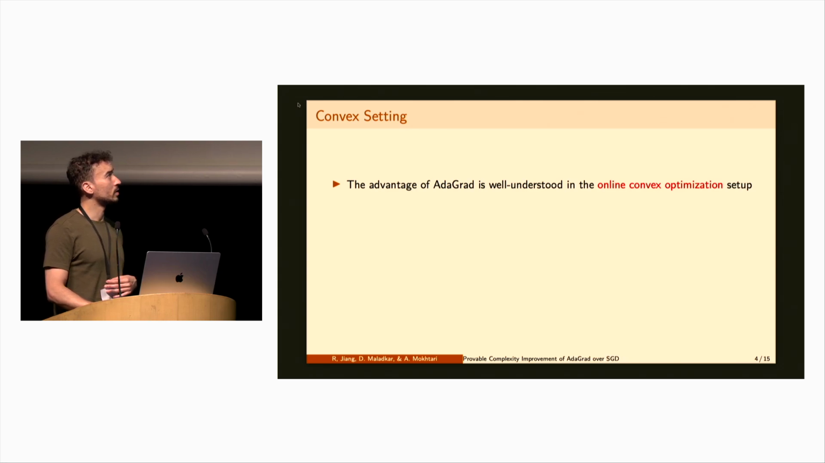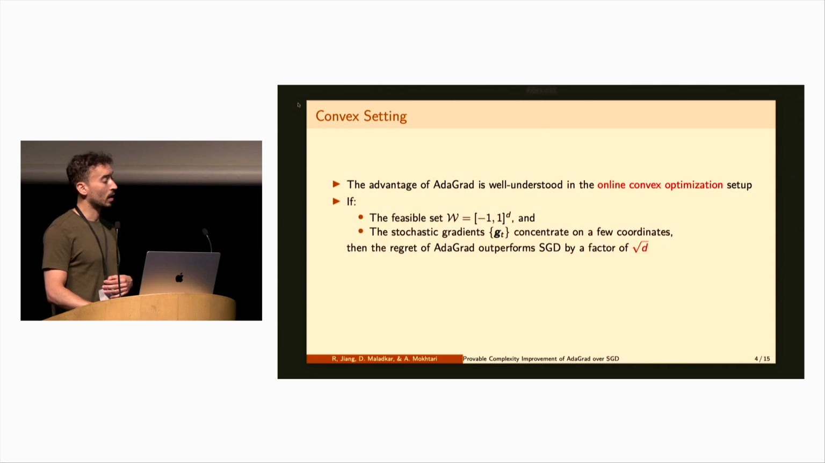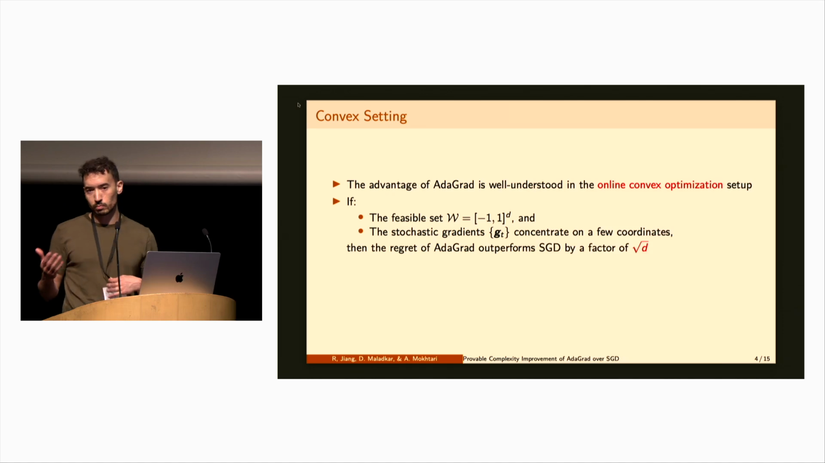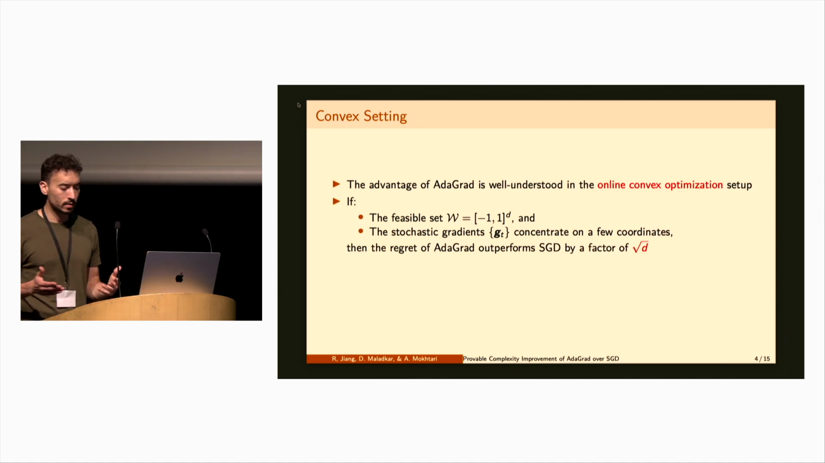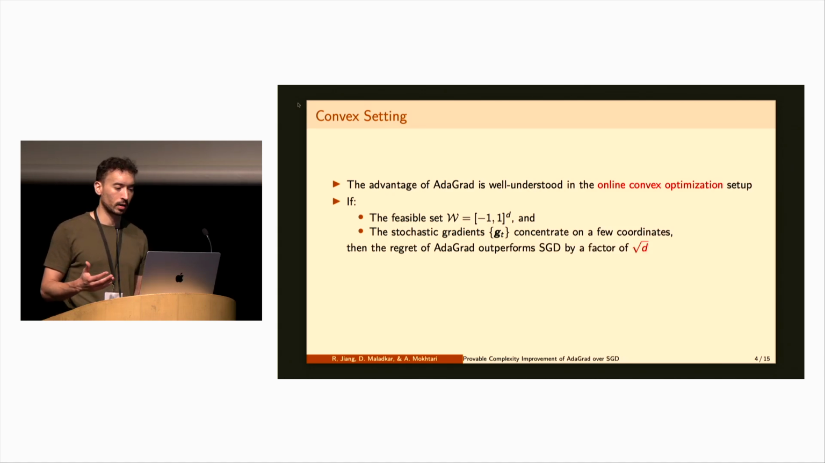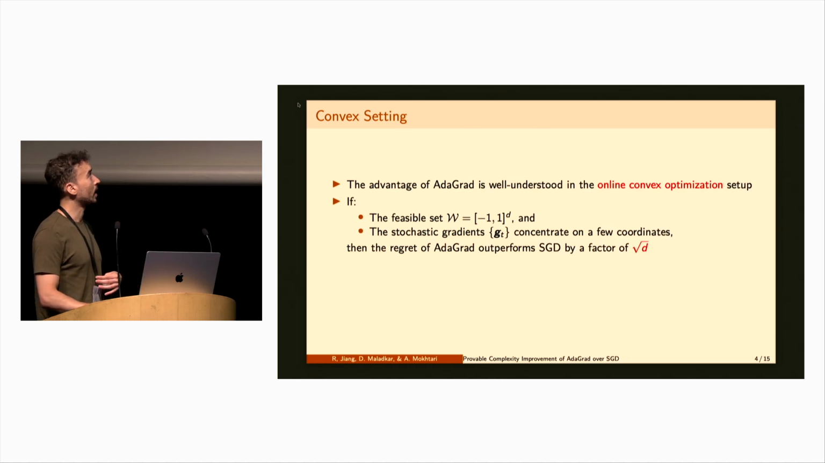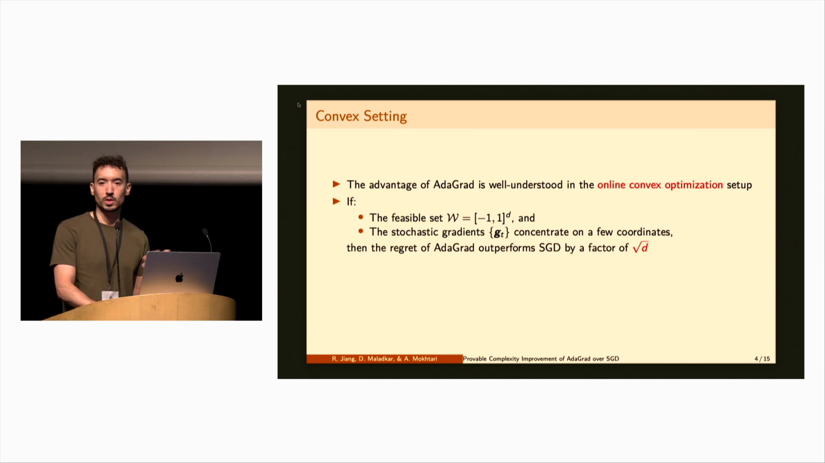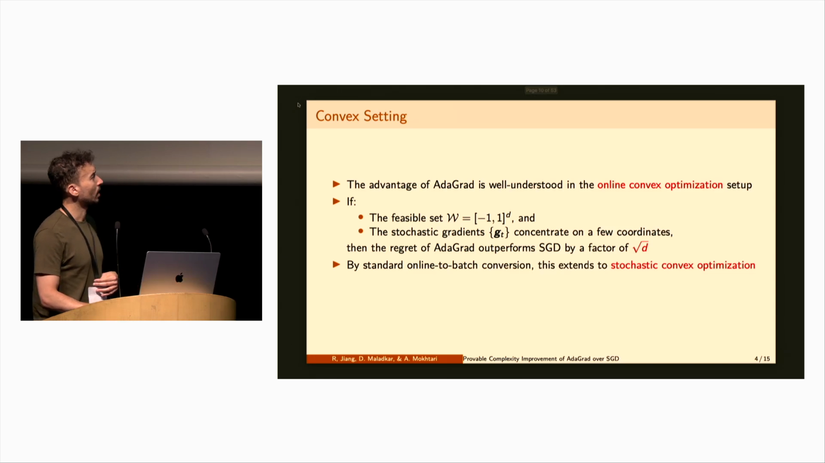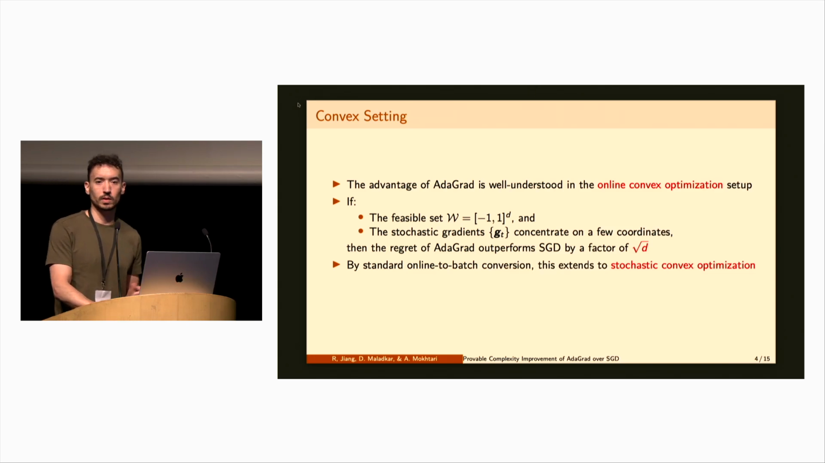The advantage of AdaGrad over SGD is actually well understood in the convex case. In the setting where your feasible set is a hypercube, the regret bound of AdaGrad can be shown to be square root d better than SGD. And by standard online-to-batch conversion, this benefit can transfer to the stochastic setting.